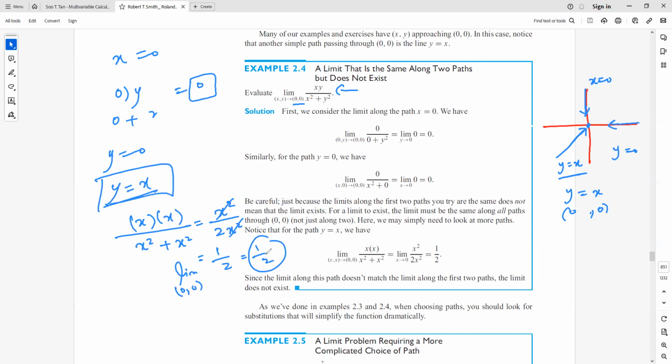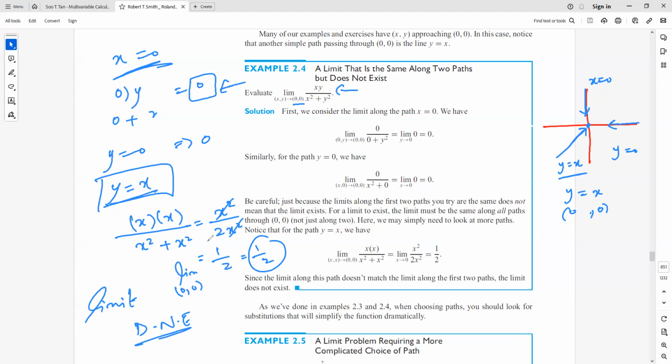This means that these limits are not equal: x equals 0 gives us 0, y equals 0 gives us 0, and y equals x gives us 1 over 2. So the limits are not equal when approaching from different paths. So we say that the limit does not exist, right? It is the same as we check in the single variable function case.